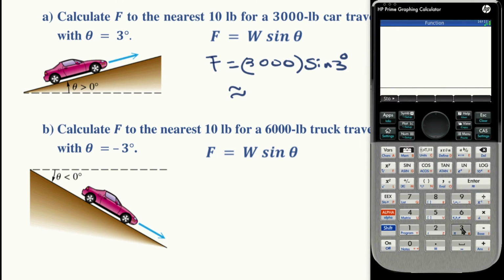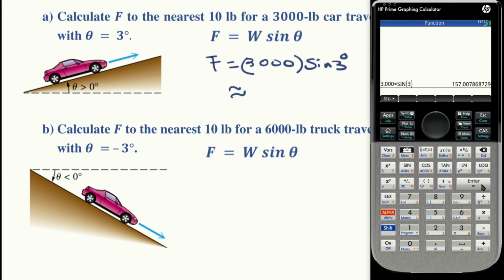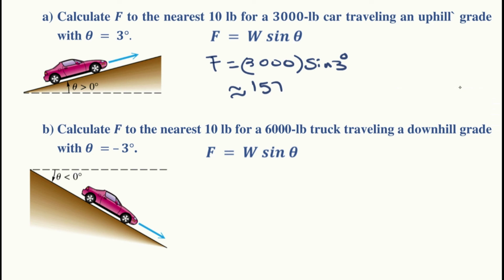All right, so we get 3,000 sine of 3 degrees. Of course, as always, make sure that you are in degree mode. All right, so we get 157. Let's just go ahead and round to the nearest 1. All right, so approximately 157 pounds. Actually, I take that back. We said to the nearest 10 pounds. So to the nearest 10 pounds, it's actually approximately 160, correct?